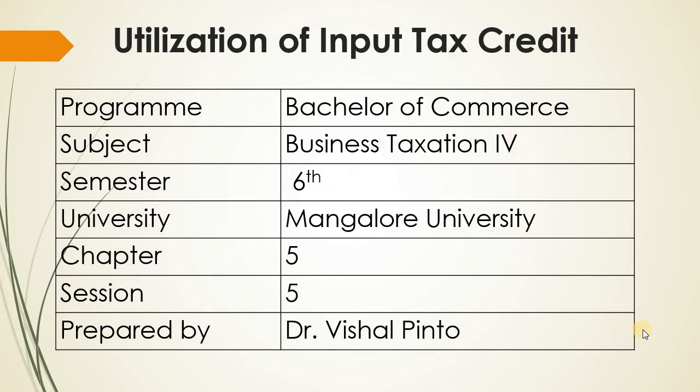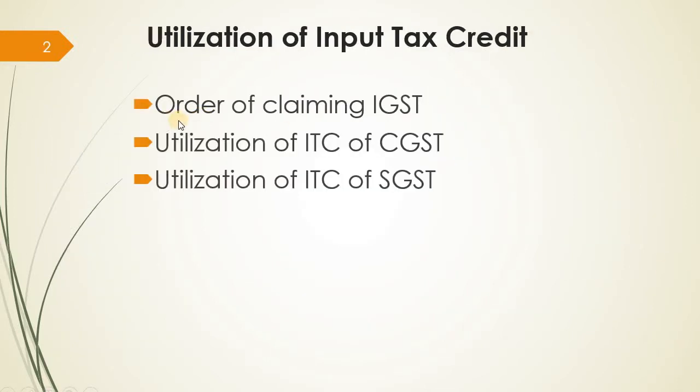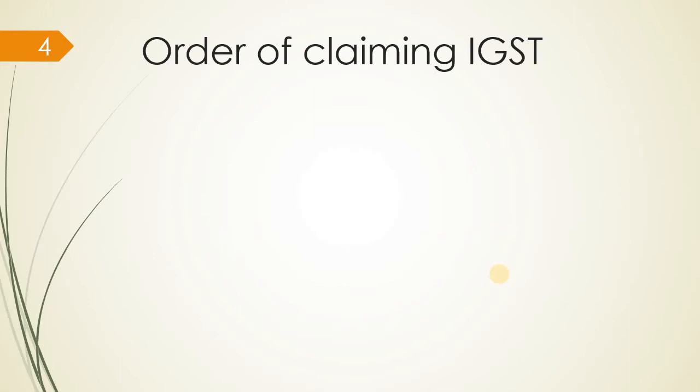Mangalore University BCom. So, in this session, we are going to discuss in detail utilization of input tax credit. How the input tax credit has to be used. So, for which tax it has to be given first, second, and third. So, this is what we are going to discuss in this session. So, my presentation for this session will include order of claiming IGST, then utilization of ITC for CGST, then utilization of ITC for SGST. So let's straight away discuss what is the order of claiming IGST.